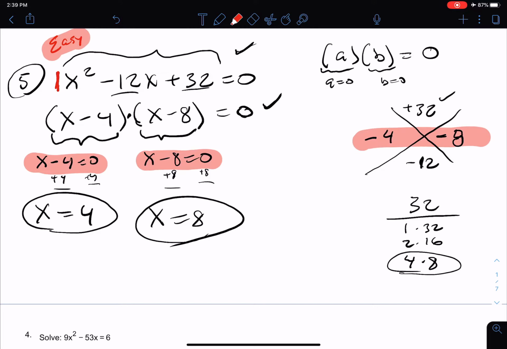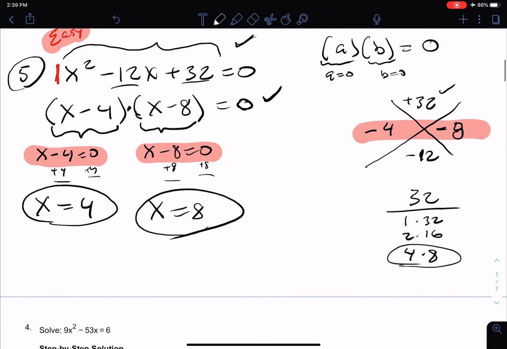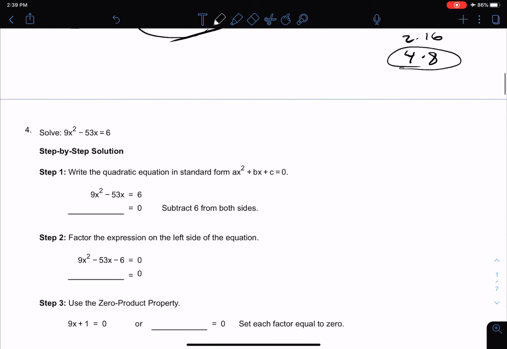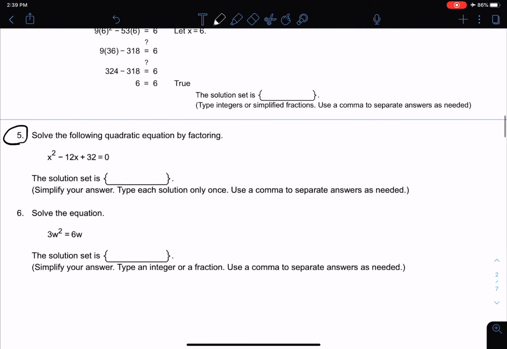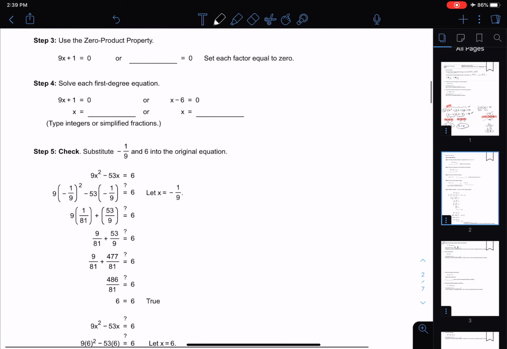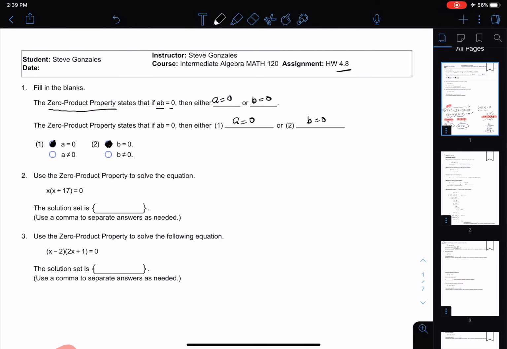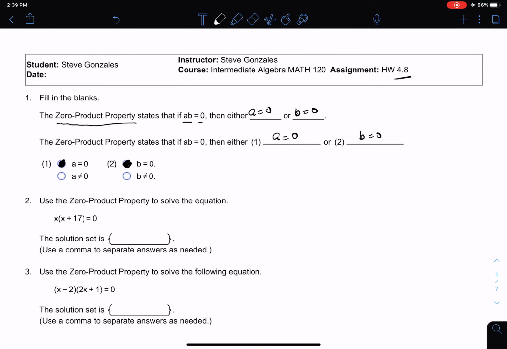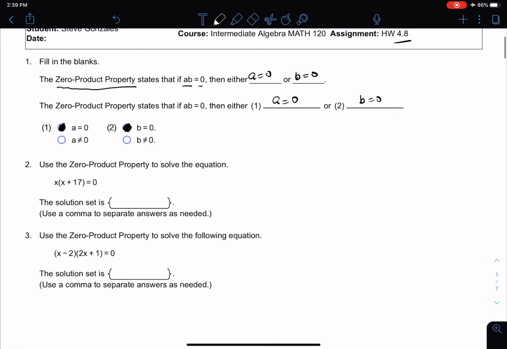So I might as well write down the answer. We just did number 5, and we got 4 and 8. All right, done. Okay, let's go up to the original problem and continue. Use the zero product property to solve the equation.